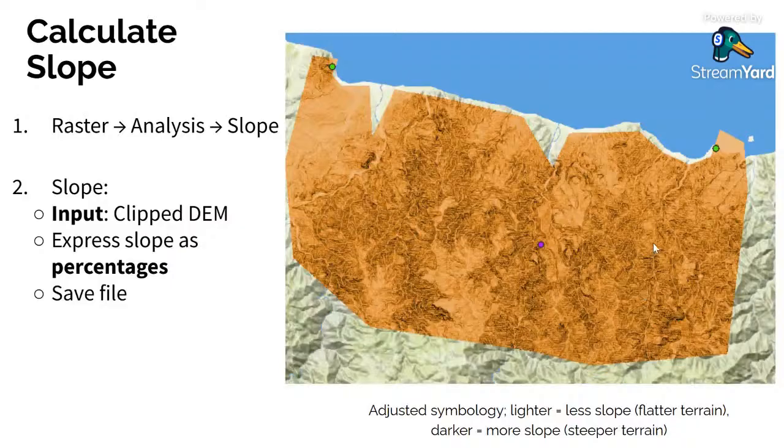So what you would do is you go to Raster, Analysis, Slope. Raster is in the top of your toolbar. Then there's a tool called Analysis. Then there's the slope analysis.